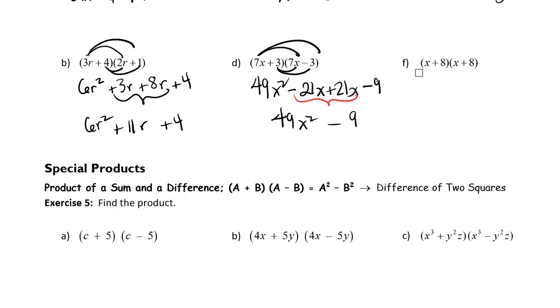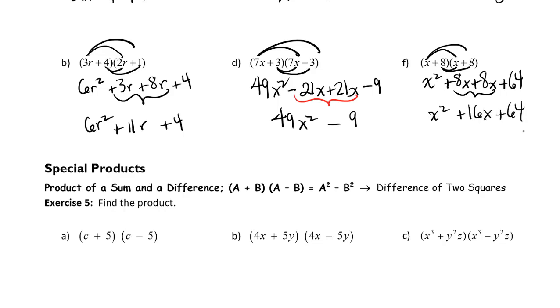Let's take a look at this last one. We have x plus 8 times x plus 8. Multiplying the x's together, we get x squared. Multiplying x times 8, we get 8x. Multiplying 8 times x, we get another 8x. And multiplying 8 times 8, we get 64. Combining the middle two terms, we get x squared plus 16x plus 64.